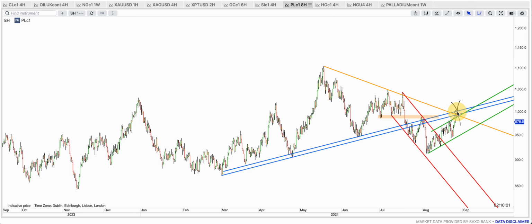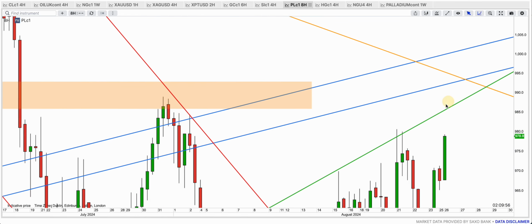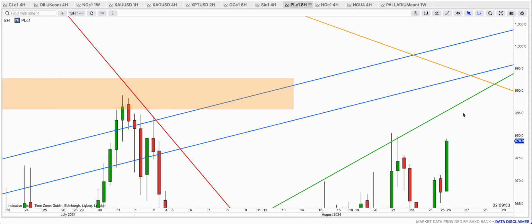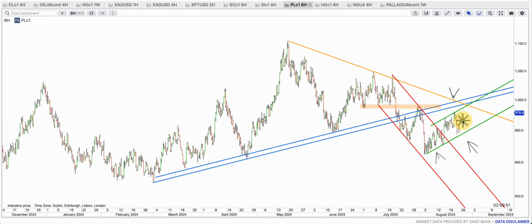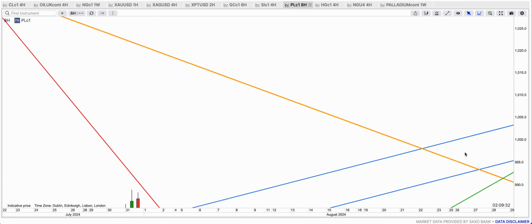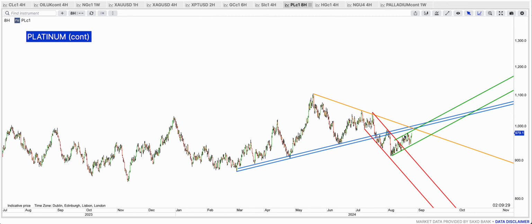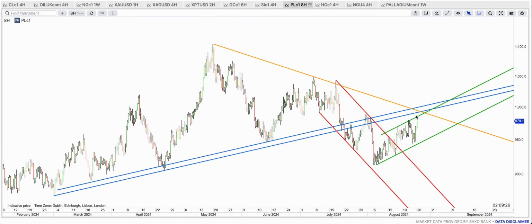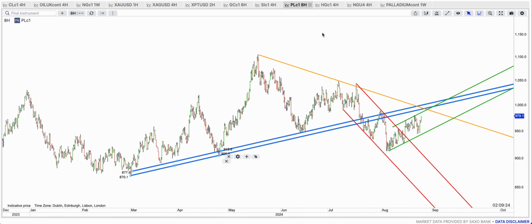The green, the blue, the golden, so that's kind of a triple resistance zone. The green one is at 987. So I think if this green bear flag breaks to the upside, it may also break the golden resistance that is from the highs of May this year, right? So it can, and if it touches and breaks that blue as well, so anything above 1,000, 1,005 on the continuous futures is going to look extremely bullish for platinum.